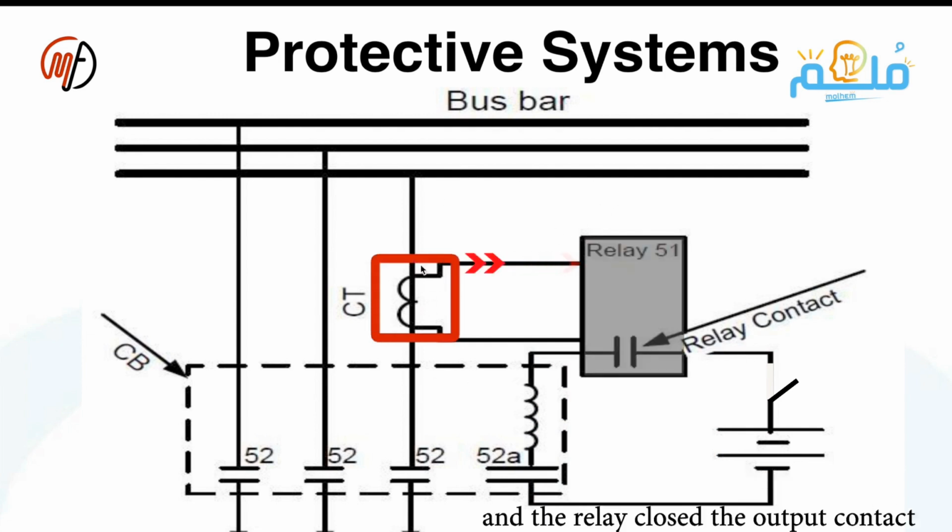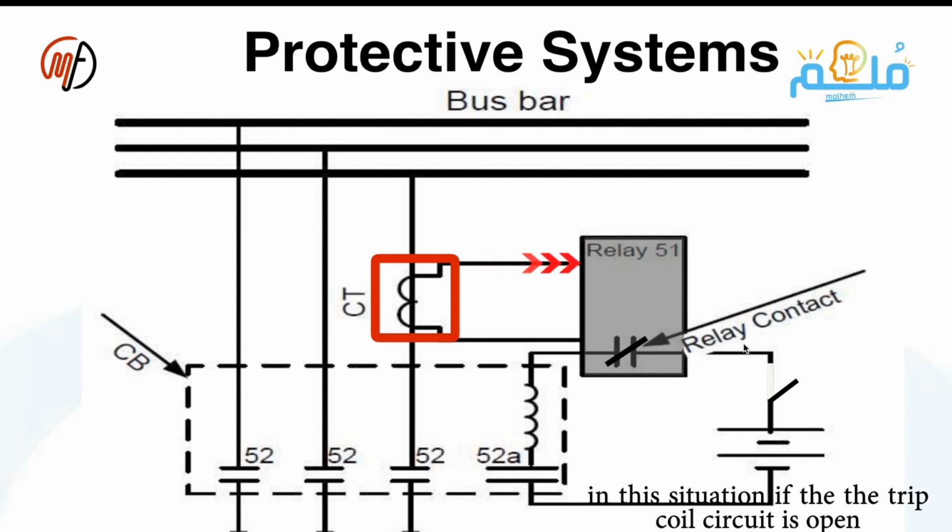In this case, if the trip coil is open or the trip circuit is open, we should have a backup circuit that is exactly similar to it, which we call trip coil 2 or trip circuit 2. This is called trip circuit 1 and the other one is called trip circuit 2. So if trip circuit 1 is cut, we have another similar backup circuit called trip circuit 2.